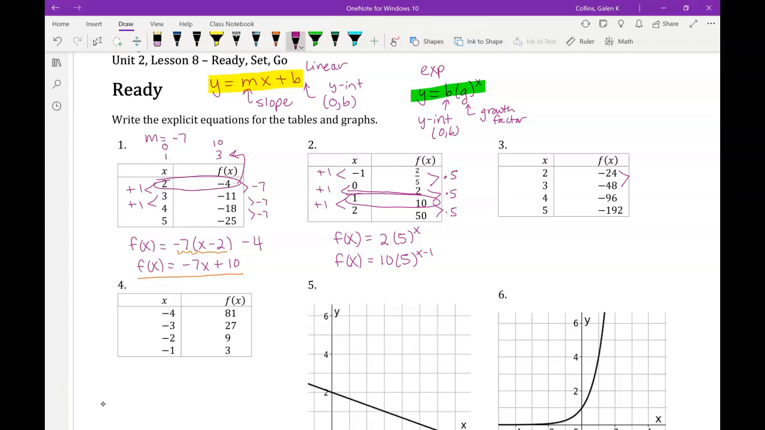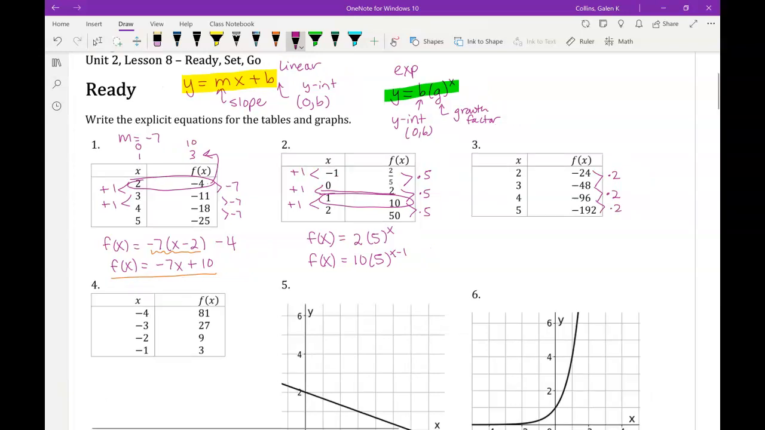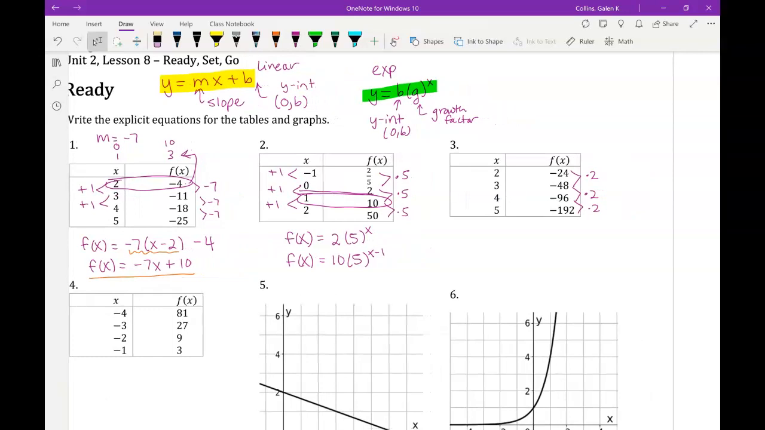So negative 24 times 2 is negative 48. When I multiply that by 2, I get negative 96. And then again, if I double that, I get negative 192. So that means this is exponential since we see a pattern of multiplication and we have a growth factor. We don't have a constant rate of change. So I could write my equation like this. I could really pick any ordered pair from my table.